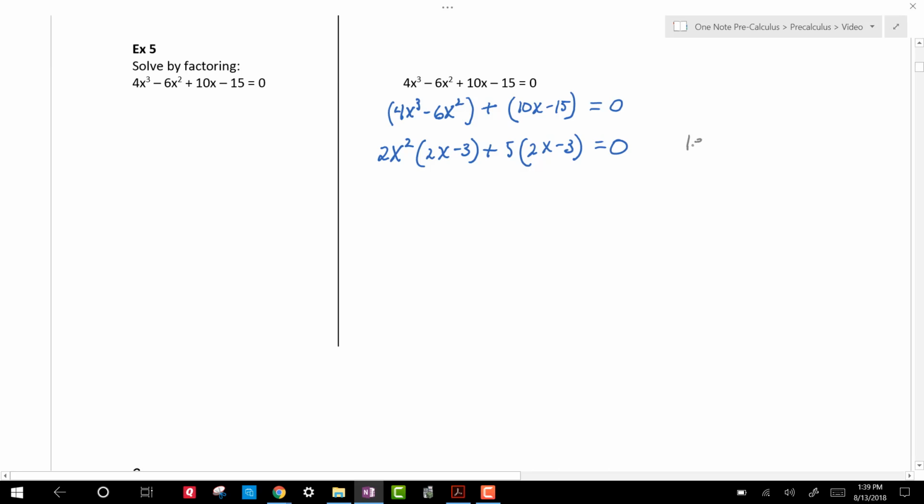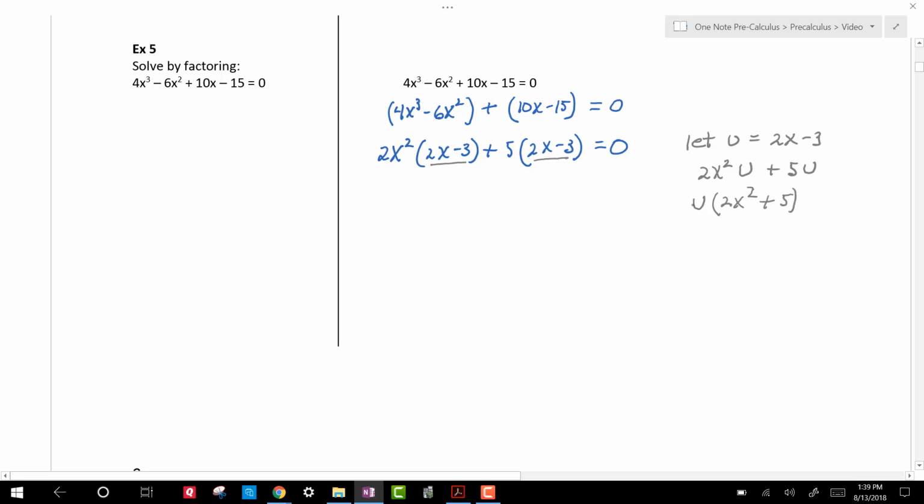So again, just to show you what's happening here, I'm going to do a little u substitution. I'm going to let u equal 2x minus 3. So I have 2x squared times u plus 5 times u. My next step says factor the common factor out of this. The common factor here is u, but really what we're saying is the common factor is 2x minus 3. So u times 2x squared plus 5.